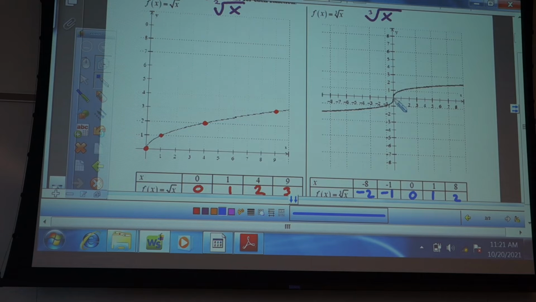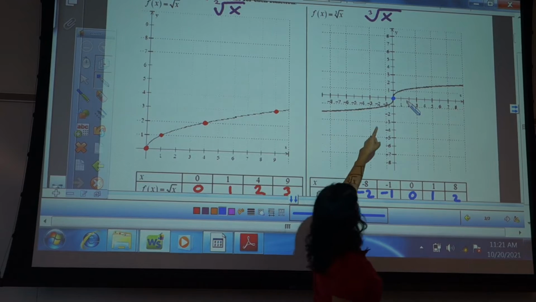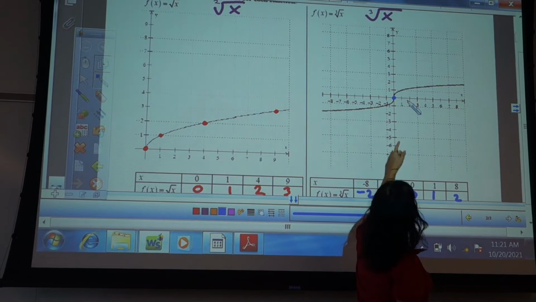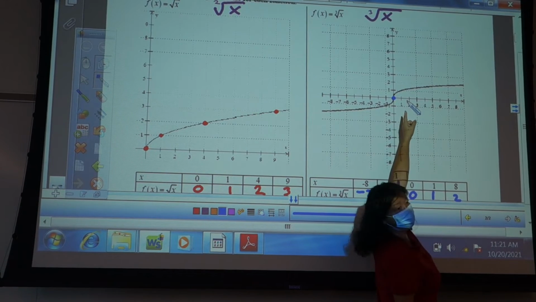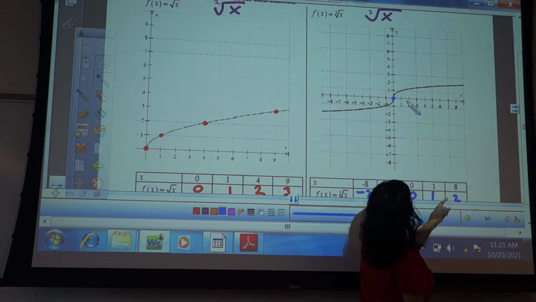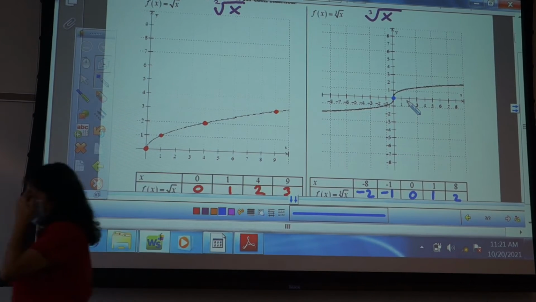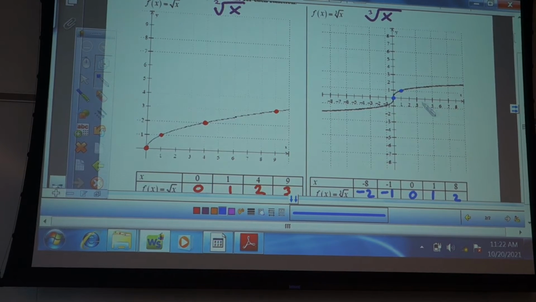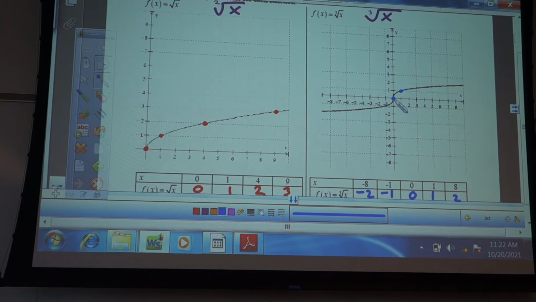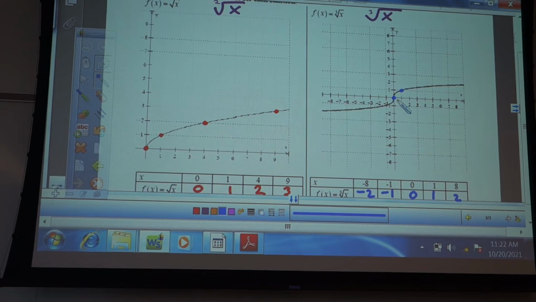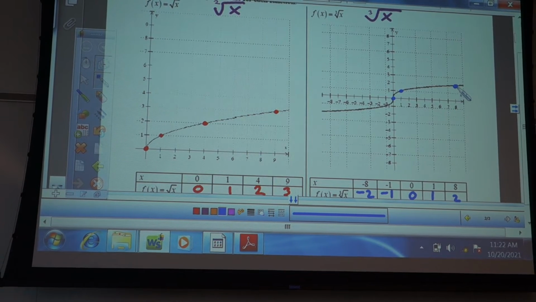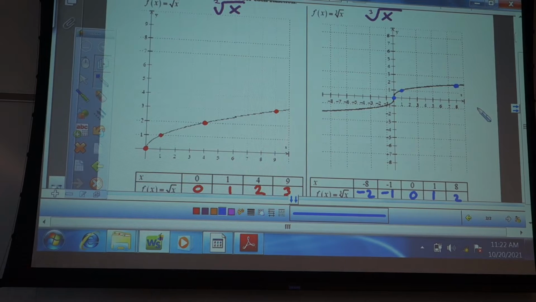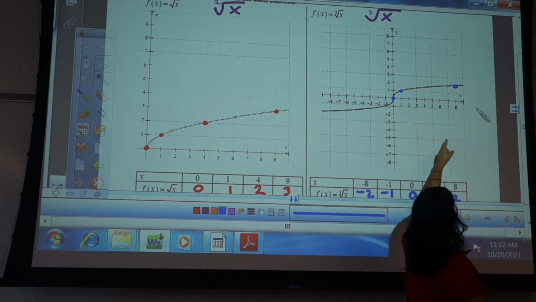So, again, here's my center at the origin. From here, I'm going to go right 1, up 1. That's my first point, my 1, 1. And then my next one is, again from the origin, right 8, up 2.